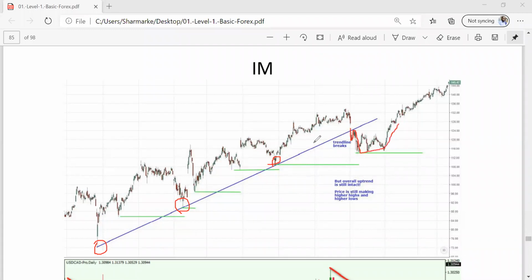But this trend line is not valid anymore because there was a change. We have to start drawing another trend line. We have to start a new trend line. So this trend line doesn't exist. But the overall uptrend is still intact here, which means that we are still going up. Price is still making higher highs and higher lows. There is not a break, but the trend line has been broken. Anyway, that's the idea.